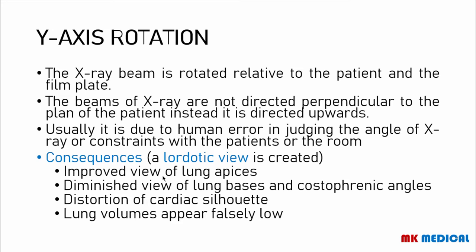And one of the things that you're going to see is that you're going to be able now to see the lung apices. The clavicles are going to appear as if they are much higher than the apices of the lungs. You won't be able to see the lung bases. You won't be able to appreciate the costophrenic angles. The cardiac silhouette is going to be distorted. And of course, the lung volumes may appear much less than they normally should.